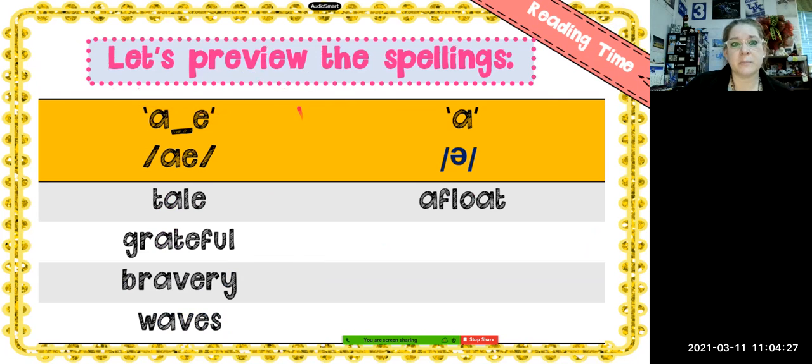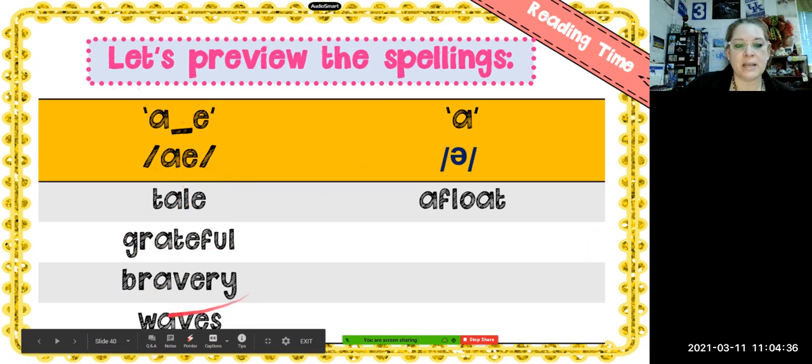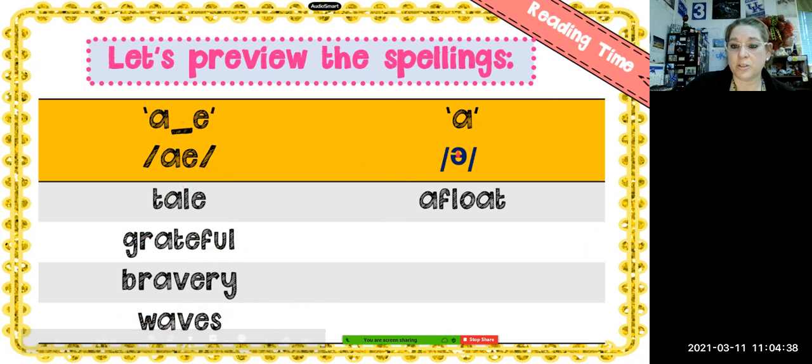So here were some of the spellings. We had the A sound with a consonant E in tail, grateful, bravery, and waves. And then we had the schwa, the uh in afloat with the A spelling.